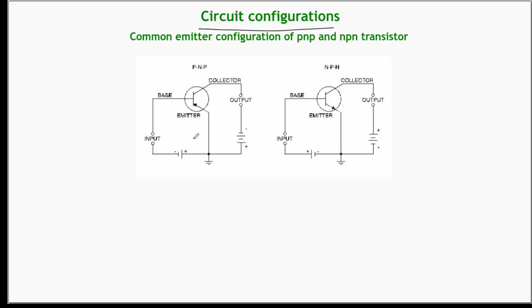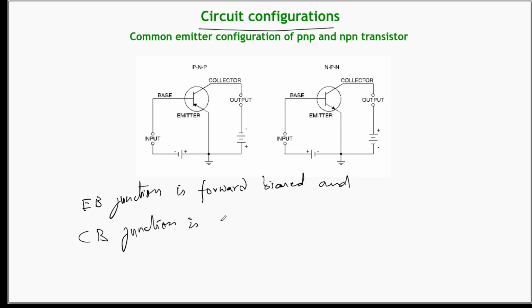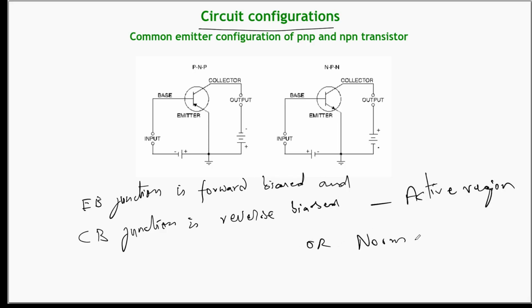When we say circuit configurations, we generally refer to the active mode or the normal mode of operation. Means the emitter-base junction is forward biased and the collector-base junction is reverse biased. This type of biasing corresponds to the active region or the normal mode.